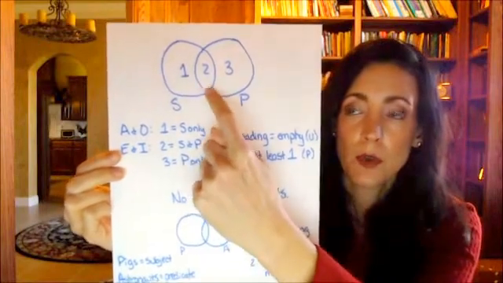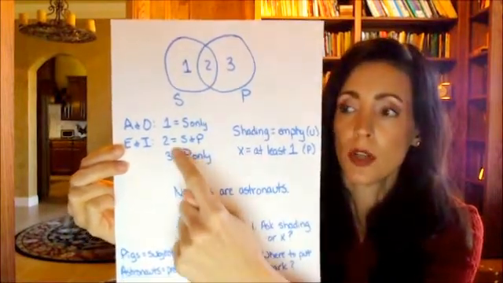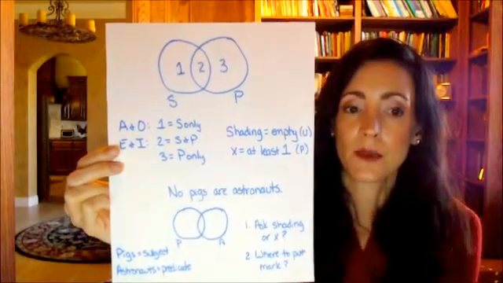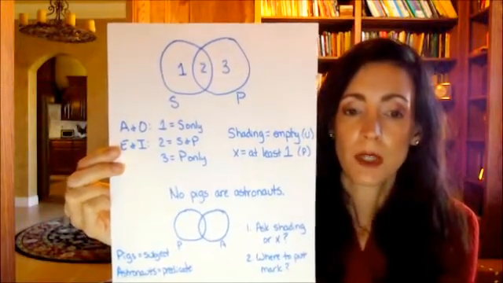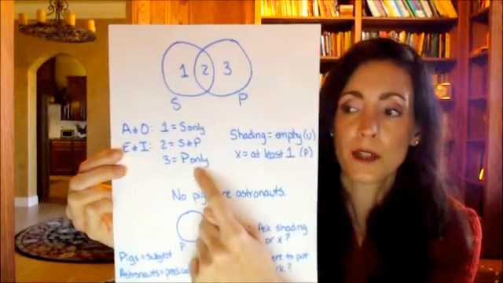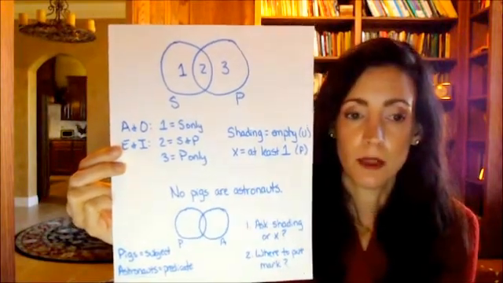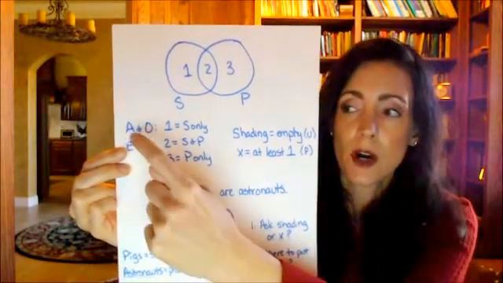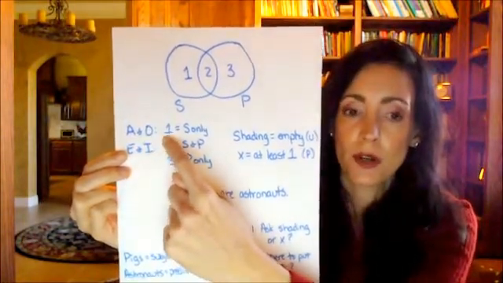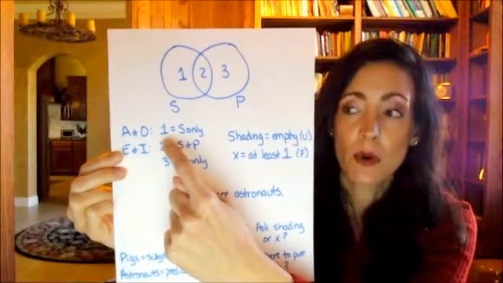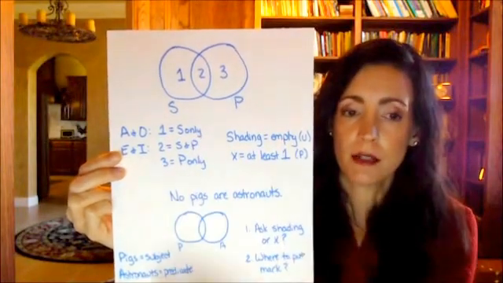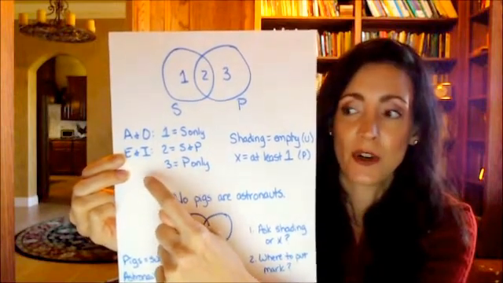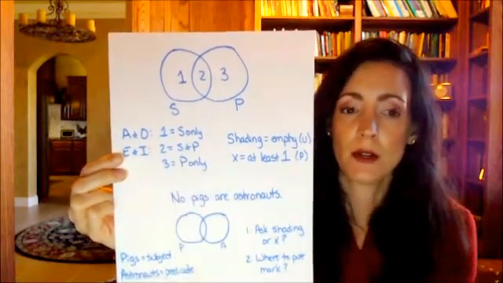Number 2 is where both circles overlap. So in the 2 area, we have an S and a P. That's where S's and P's are together. In the 3 area, that is where P's can exist only. Now, when you're making markings, if you're marking an A or an O, you're only going to put shading or an X in the S area. If you're marking an E or an I statement, you're only going to put shading or an X in the number 2 area.